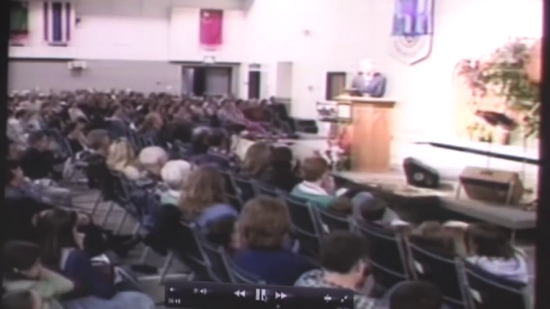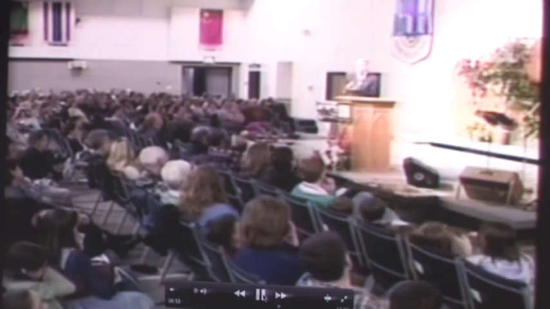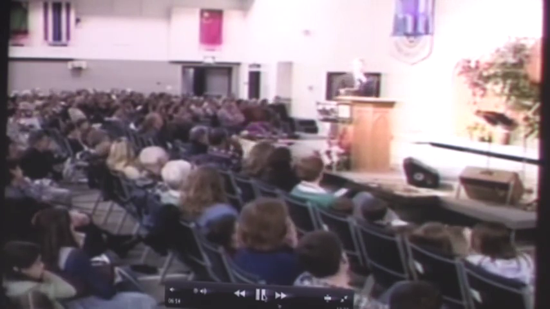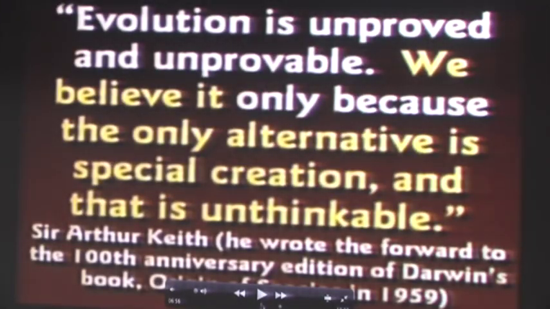Sir Arthur Keith was selected to write the foreword to Darwin's book when it was republished in 1959 because he was a strong believer in evolution. Arthur Keith said, evolution is unproved and unprovable. We believe it only because the only alternative is special creation, and that is unthinkable.